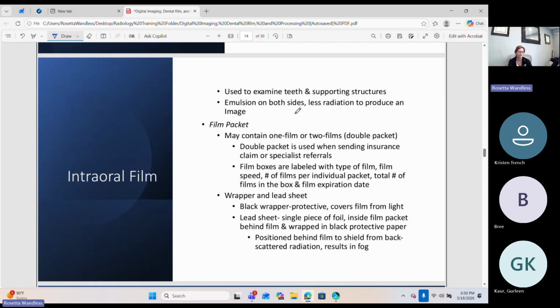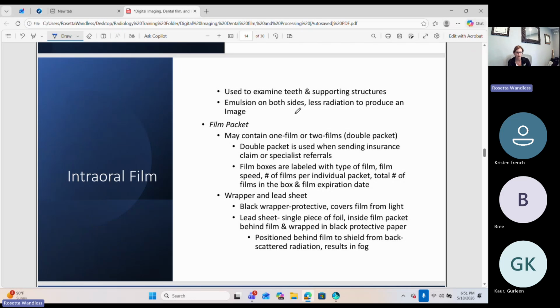How many films are in the individual packets? Is it a single film packet or a double film packet? It'll also tell us on that package how many total film packets we have in general. Is it a 50 box or a 100 box? And also it'll have the film expiration date.